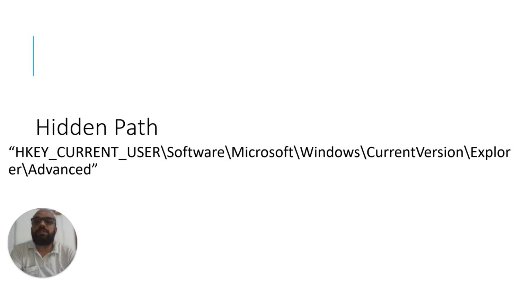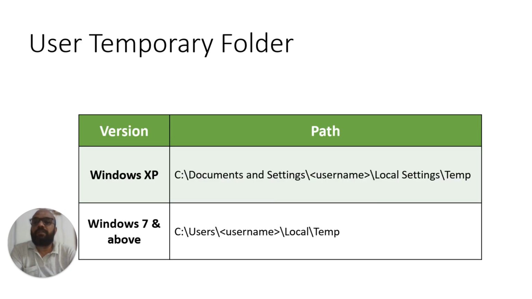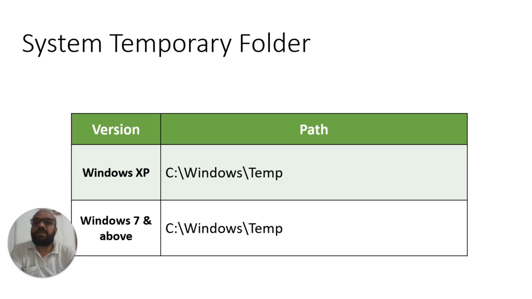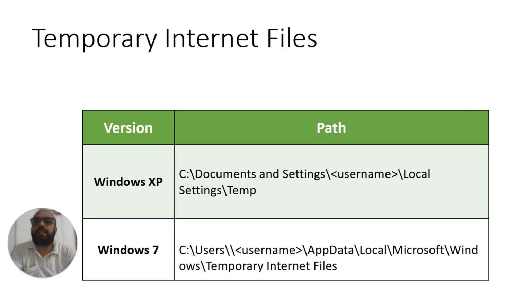Then the hidden path, which is mostly present under Windows CurrentVersion, Explorer, and Advanced. For the temporary folder, we have C:\Documents and Settings, Local Settings, and the Temp folder. So these are all the places where the malicious code will reside to show its malicious behavior. Also the system temp folder and temporary internet files.